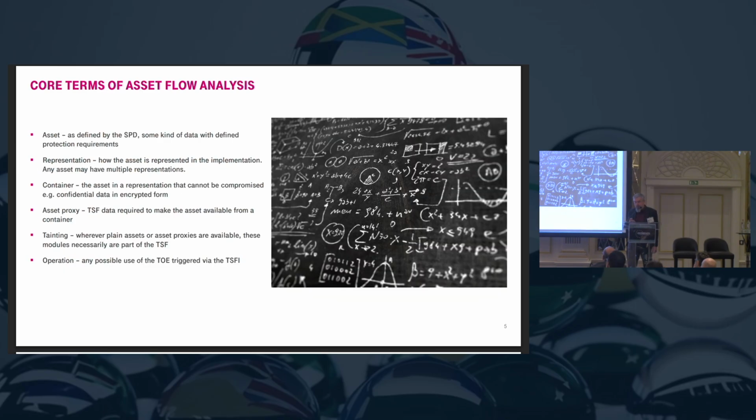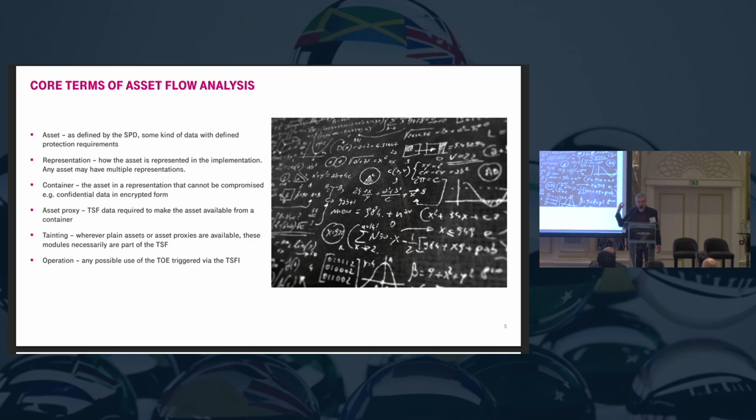And for that reason, we do this kind of asset flow analysis. To talk about this, I want to define a couple of terms. The assets are the assets that we also find in the security problem definition. This is more or less the user data that we process in a device, the data that you want to protect. Then, of course, assets have some representation.